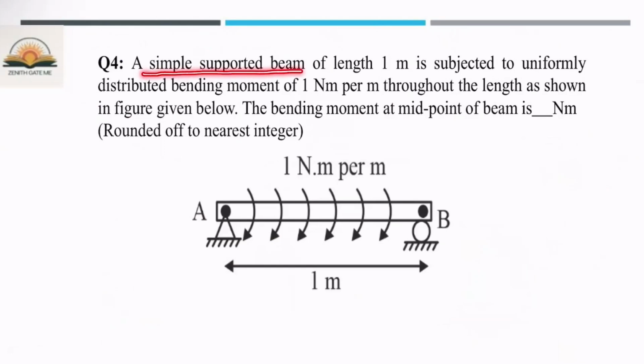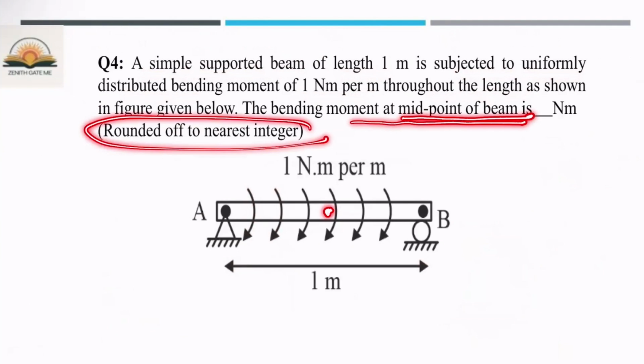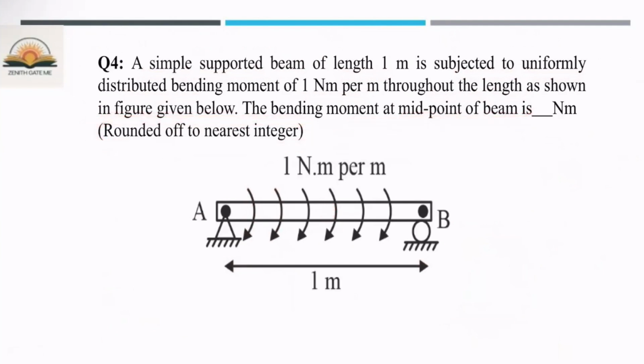A simply supported beam of length 1 meter is subjected to a uniformly distributed moment of 1 Newton meter per meter throughout the length, as shown in the figure below. You have to calculate the bending moment at the midpoint of the beam, and mention it rounded off to the nearest integer. Okay, so how will you solve this particular problem?